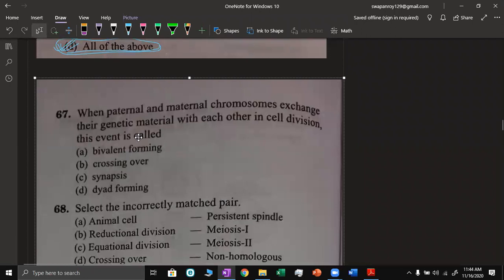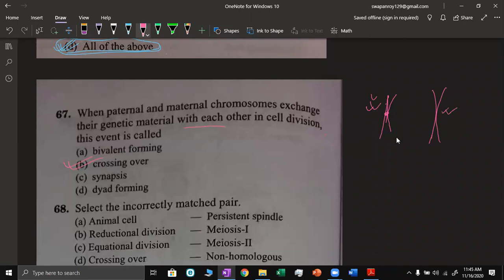Next question. When paternal and maternal chromosomes exchange their genetic material with each other in cell division, this event is called crossing over. The two homologous chromosomes, one is from the father side and one from the mother side, and there is exchange of their parts.